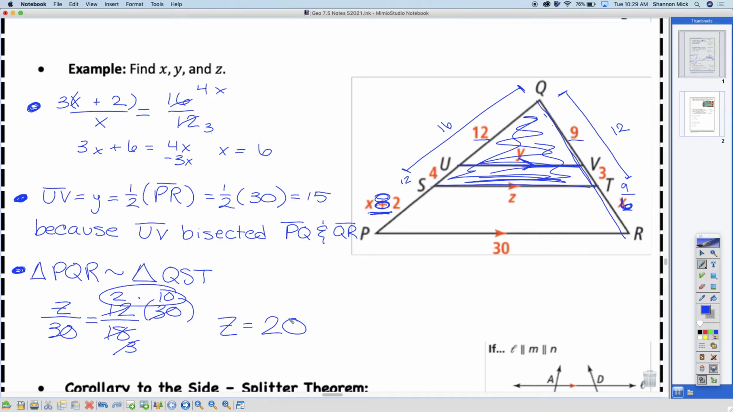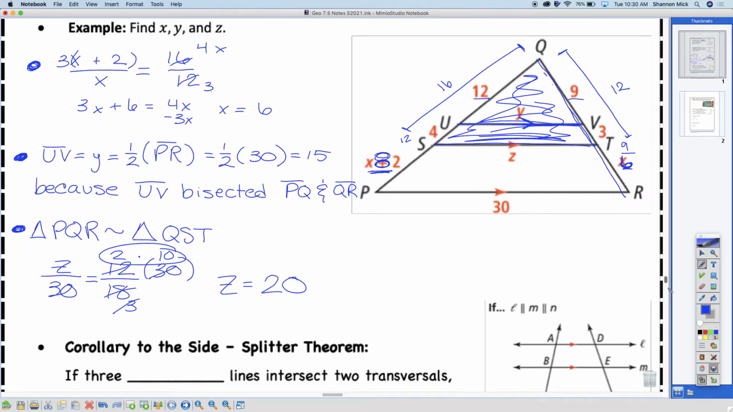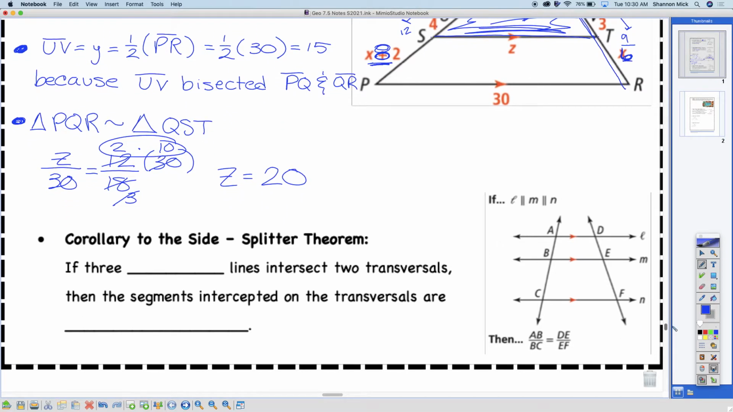So are you going to have to pick things out of these pictures? Yes. Okay, we got a corollary. Corollary means I use the same concepts as before, yes? Okay, well, we don't have a triangle, so we're not using that concept. We're using the concept of what?